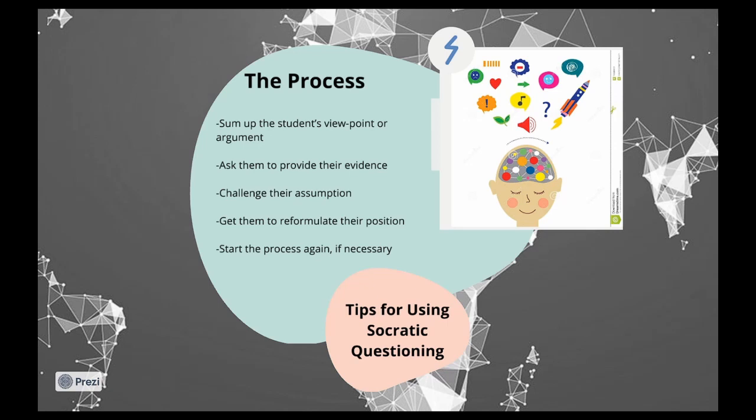You may need to provide other evidence, but try to structure this as a question. Try to get them to find an exception that proves their own theory wrong. Get them to reformulate their position. Once they see that they have a wrong assumption, get them to renew their thinking and restate it. And start the process again if necessary. Now they have a new point, so you can go back to the start of the process. This process helps to drill down to the core of the issue. And there are tips for using this method.